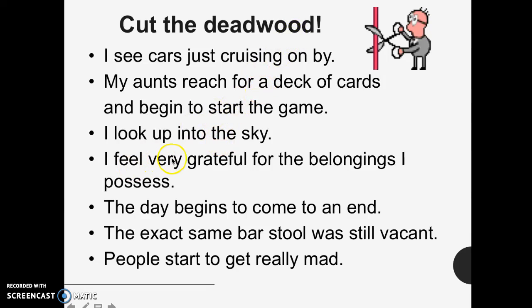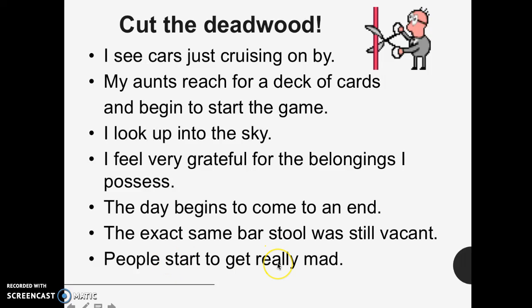In the next sentence, we see the adverb, very. Is there a difference between being grateful and being very grateful? Probably not, so we can eliminate the very in that sentence. And then when we get to this one, the exact same, lots of times people say that, and it's redundant. We don't need to say that, so the same bar stool was still vacant probably is just as effective.